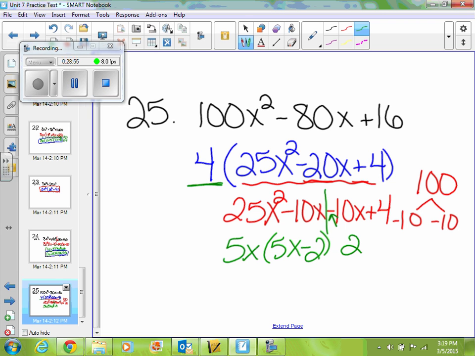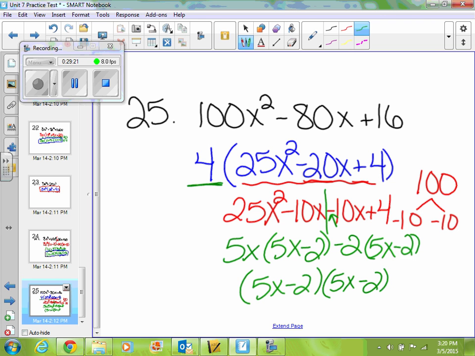What goes into 10x and 4? 2. And because of this minus, I have to take out a minus. So 10x divided by 2 is 5x. 4 divided by negative 2 is negative 2. Okay, so what ends up being the same? 5x minus 2, and what ends up being left over? Okay, and what's the last thing I have to add back in? The 4. The 4 that I ignored at the beginning.